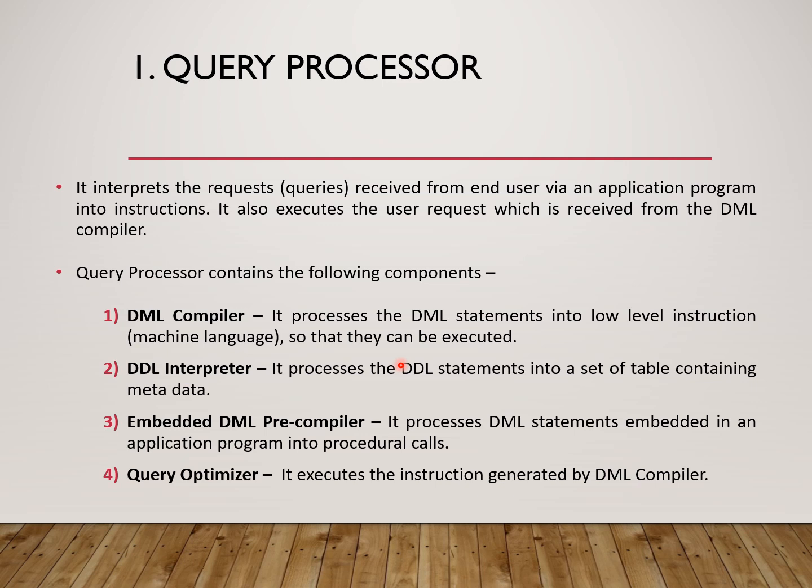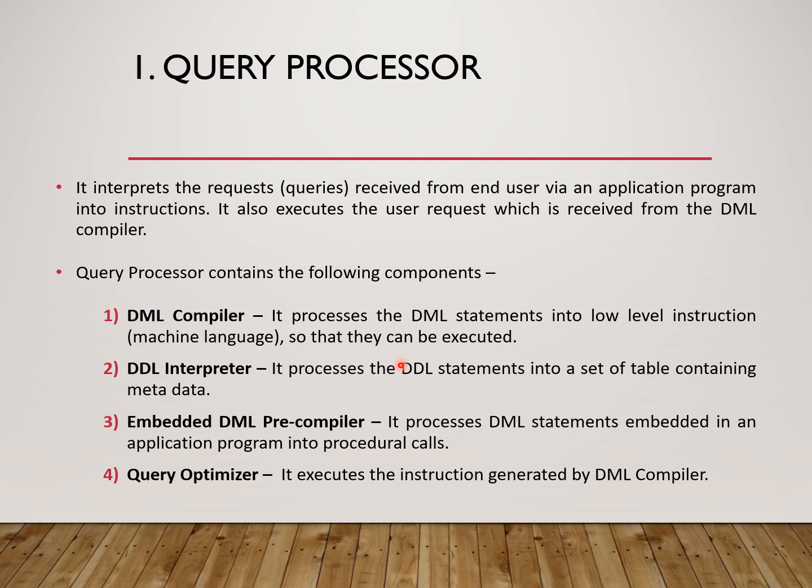You have already learned about the compiler and interpreter. Both are used in programming languages to convert our high level language, or a language which we use to communicate with a system, into a low level language, or we can say machine level language, because our computer only understands 0 1 format, that is low level, machine level, or binary language. So the DML compiler is used to process the DML statement into low level instructions.